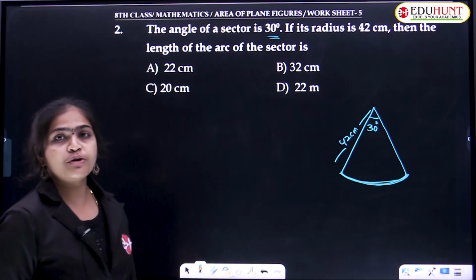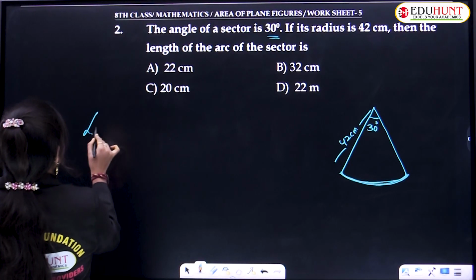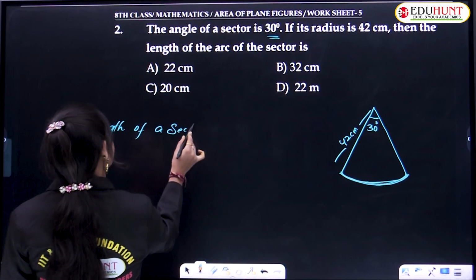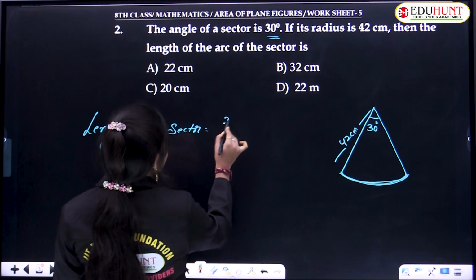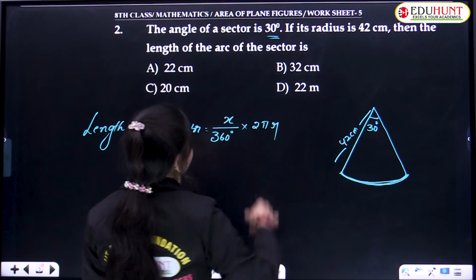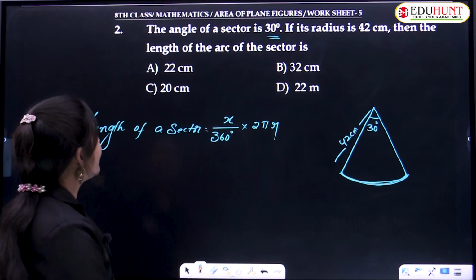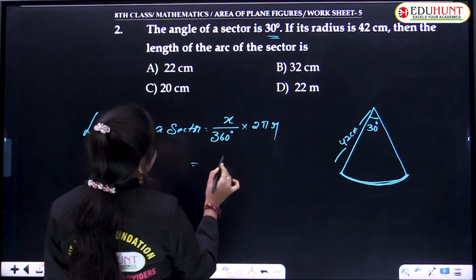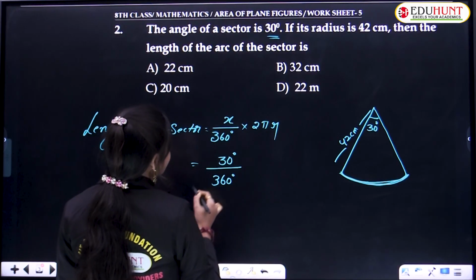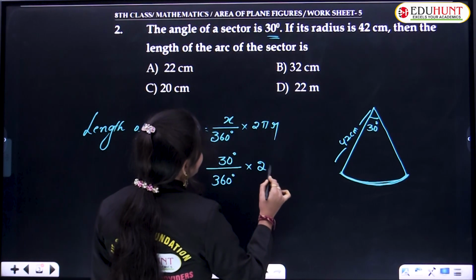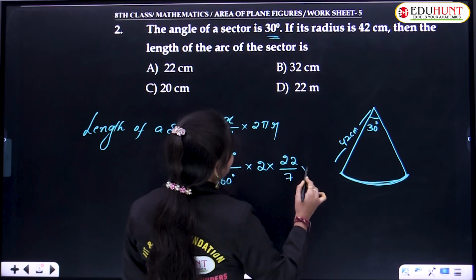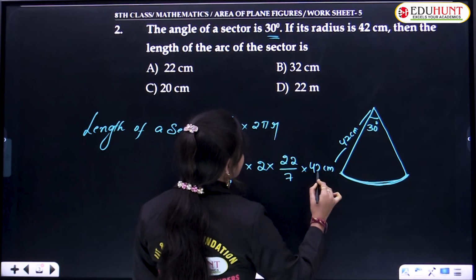What is the formula to find the length of the arc of a sector? It is x by 360 degrees into 2 pi r. Here x is 30 degrees, so 30 degrees by 360 degrees into 2 into pi. The value of pi is not mentioned, so we can take it as 22 by 7 into r, which is 42 centimeters.